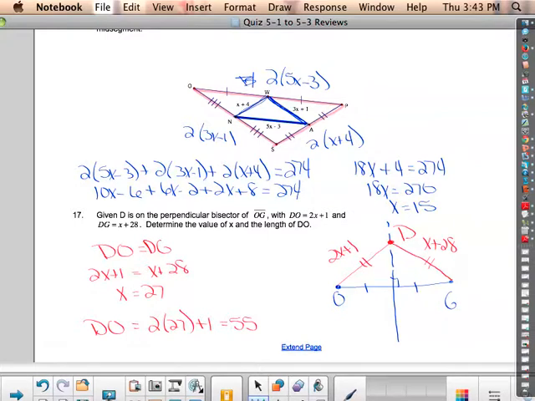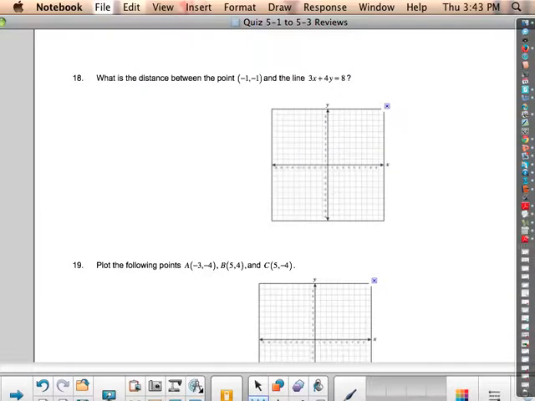Okay, let's move on to number 18. Number 18 asks you to find the distance from a point to a line. And remember, this is a formula that I gave you. There are a couple of different ways to do this. So if you don't remember the formula, that's fine. You have to at least think through the process to find this solution if you can't use the formula.